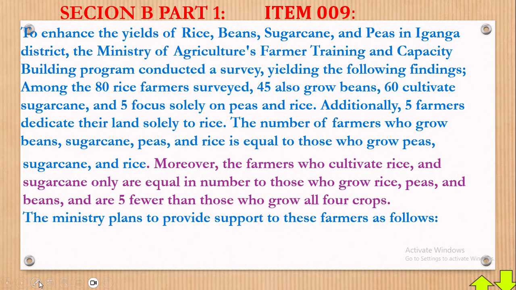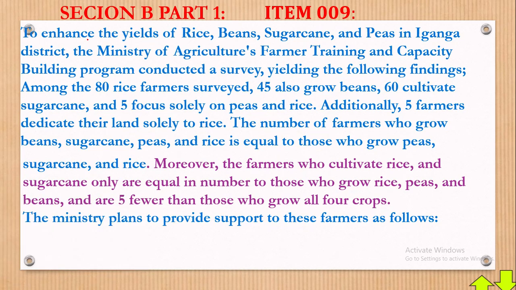Okay, let's get there. Alright, so here we are. They're saying to enhance the yields of rice. So we are getting to section B part 1. Section B part 1 is where you have item 3 and item 4. Please be reminded.